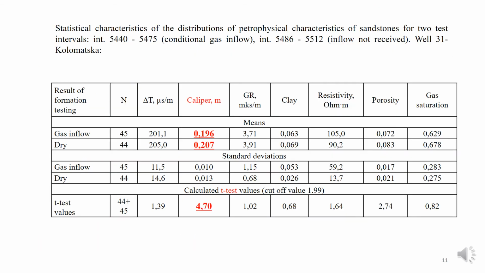As you can see in the table, only the average values of the diameter of the well, here the caliper, in these intervals of the section have significant differences. Here the value of the Student's t-test is significantly greater than the limit value of 1.99. The absence of mud cake and the increased diameter of the well led to the formation of a large invasion zone in the sandstone interval with negative test results.